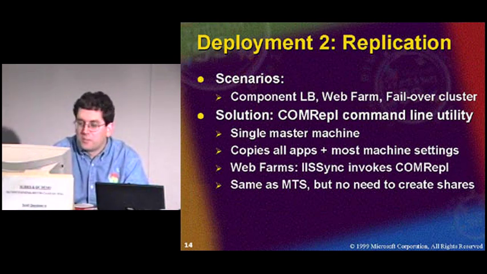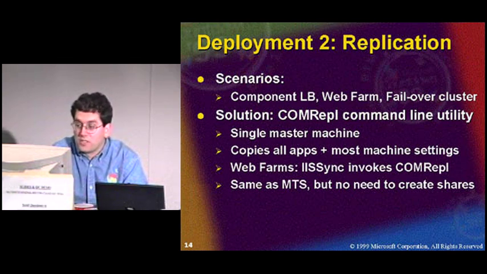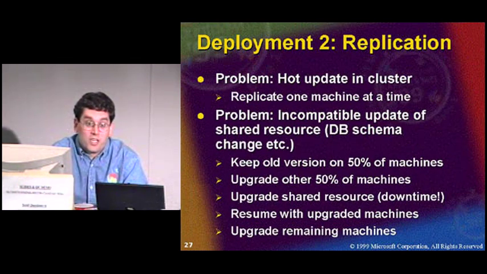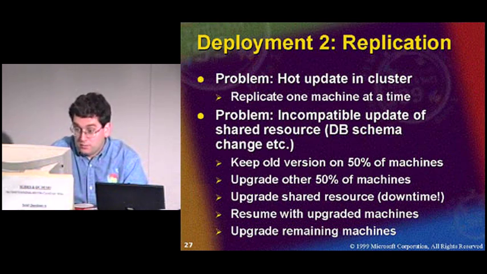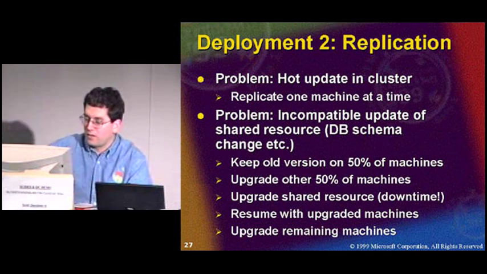When used with web farms, IIS offers a similar utility. It's called the IIS sync utility that replicates the metabase settings. And this utility actually invokes the comrepl utility as well, so that the IIS applications also get replicated along with it. This utility is already available in MPS today, but it has been simplified. You don't need to create these network shares anymore. All this happens automatically under the covers.